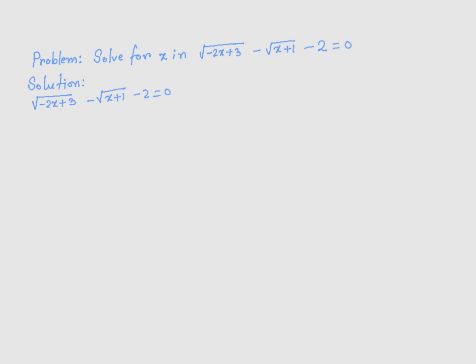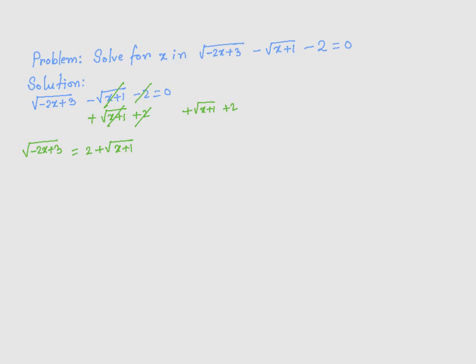To do so, I'm just going to move square root of x plus 1 to the right. So add square root of x plus 1, then add 2. That's going to give me the following. On the left, I'm just going to have square root of negative 2x plus 3, and these terms are going to cancel out. That's going to give me on the right hand side 2 plus square root of x plus 1.